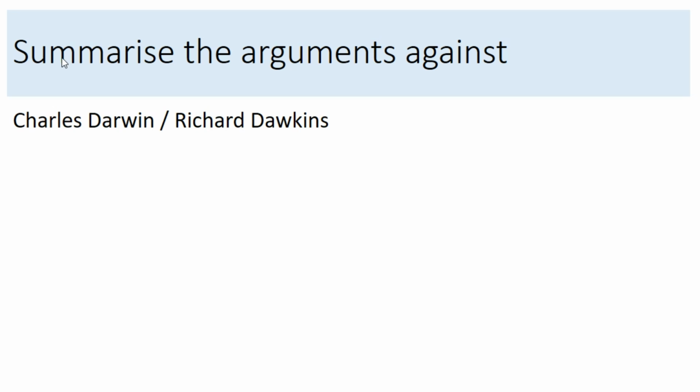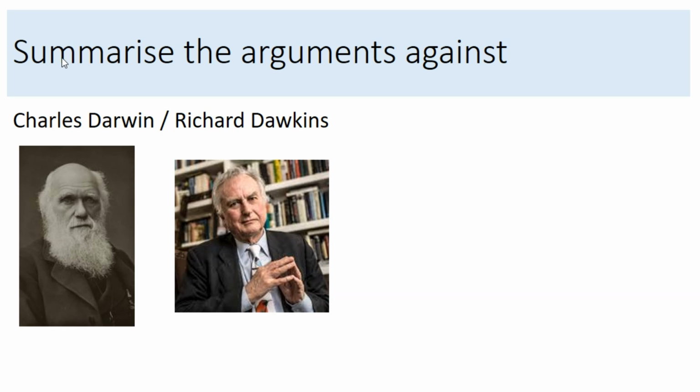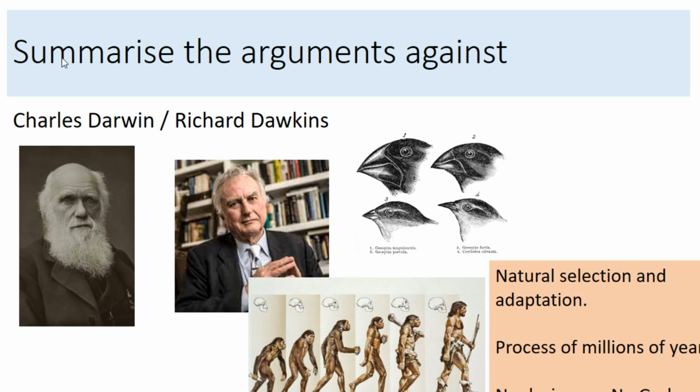So another chance to pause the video and try and summarize the arguments against the design argument from Charles Darwin and Richard Dawkins. And there are some keywords there to help you. Also, in the Q Drive where I've saved all of this work, there's an information sheet from Humanists UK, and that summarises their view on the design argument and why they believe we can find beauty and purpose in the world without needing to believe in God.